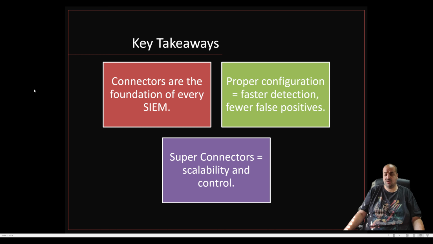So the key takeaway is that connectors are the foundation of every SIEM. Proper configuration means fast detection and fewer false positives. Super connectors bring stability and control. The connector is the one that translates the chaos of information into understandable events. Without a connector, there are no rules, no identification, and no protection. And remember, a SIEM is only as powerful as its connector, like a chain is only as strong as its weakest link.